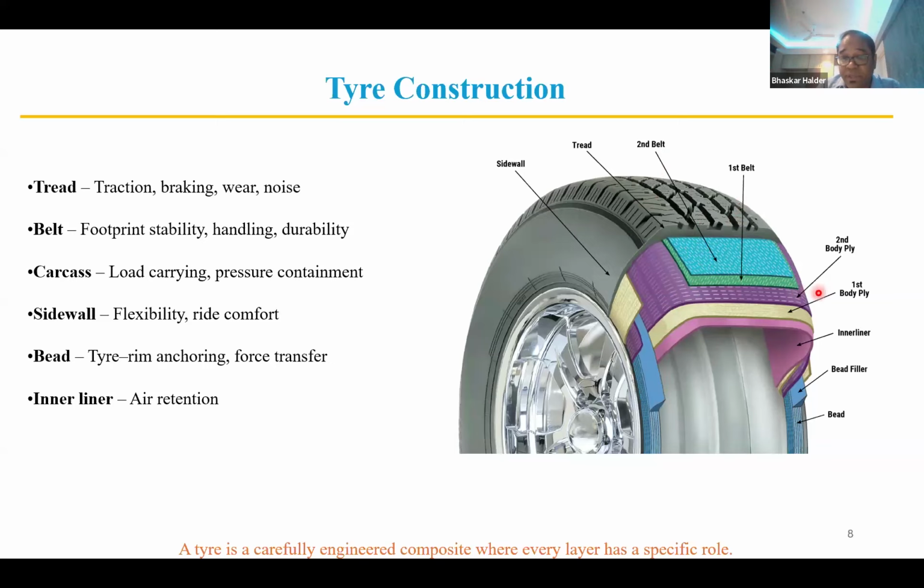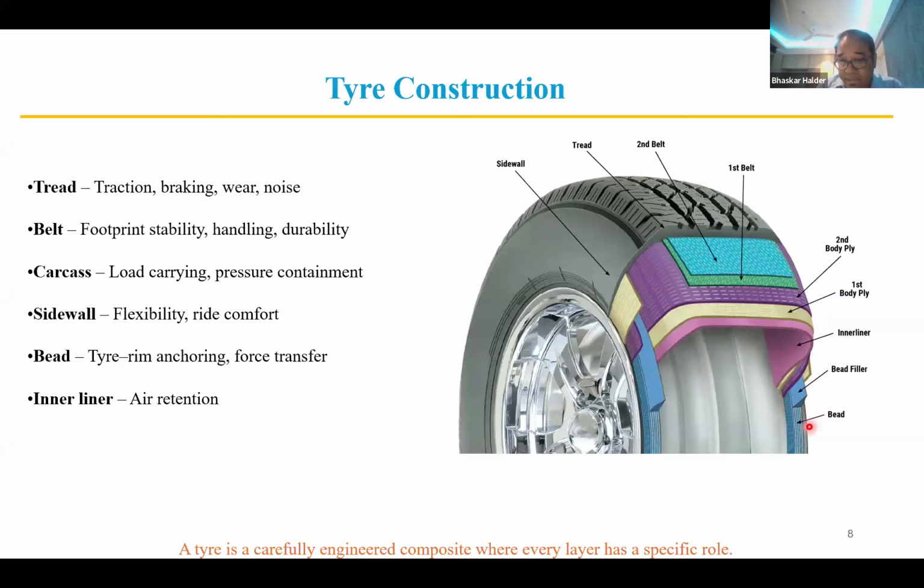And if you see, there are some plies going, that is called the body ply. It is made of polyester or nylon. And there is some inner liner. So this is the inner liner. If it is a tubeless tire, then the material of the inner liner is different, because it has to retain the air, it should not let the air pass from inside. So for that reason, we have a different formulation for these inner liners.